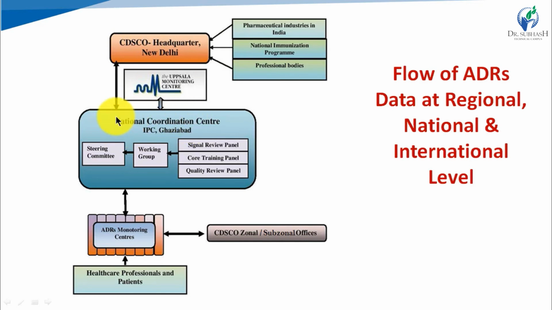मतलब यहाँ से यहाँ पे पूरी इंफॉर्मेशन आ रही है. Then afterwards, this NCC, they will inform to the international level to the Uppsala Monitoring Center at Sweden, and afterwards they will review such an ADR. So this is the flow of ADR, how the ADR will be detected and how it should be communicated to the higher authorities. So this is the flow for the reporting of the ADR.